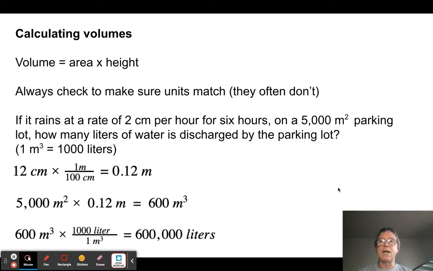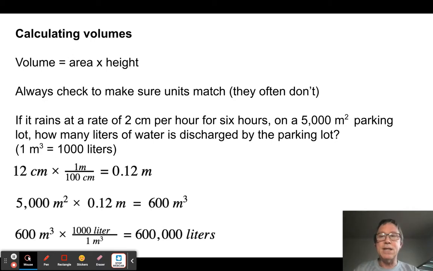Okay, let's talk about volumes. To calculate a volume, I think we all know that volume equals length times width times height, or really what you should think of is area times height, because they'll often give you an area. And then you always want to make sure that the units match. They like to trick you this way, so always make sure that if I've got meters and I've got millimeters, that ain't gonna work. I'm gonna turn one into the other in order to work with it.